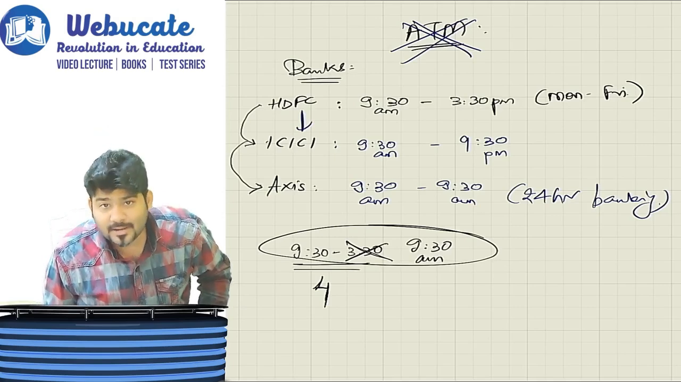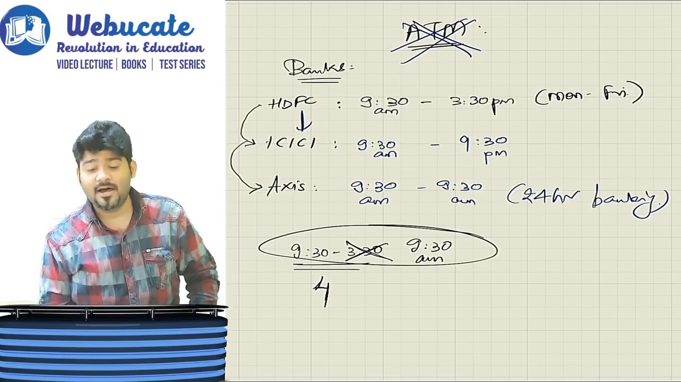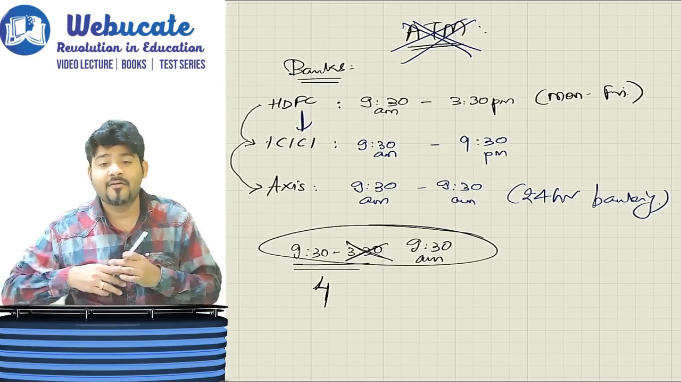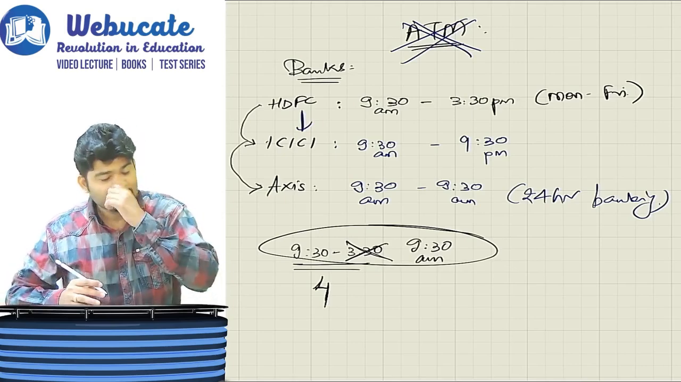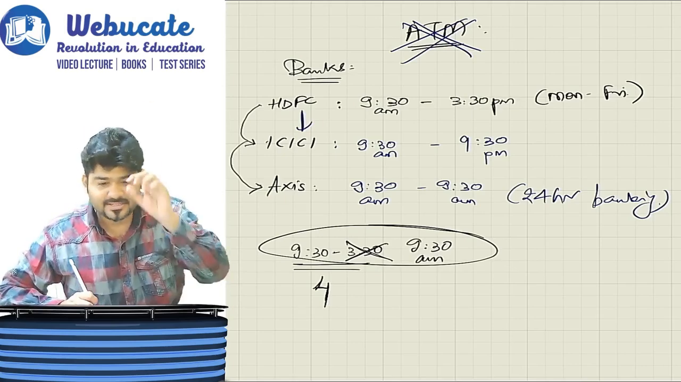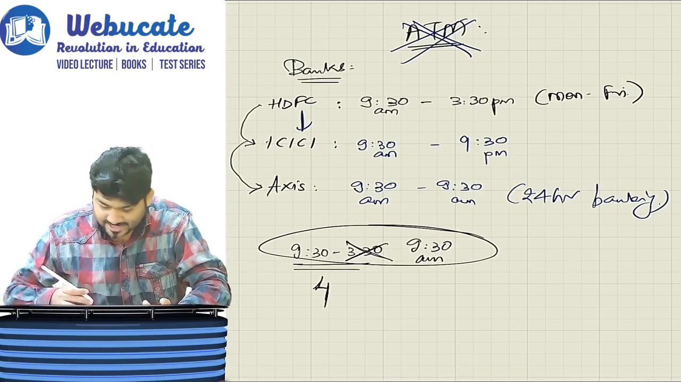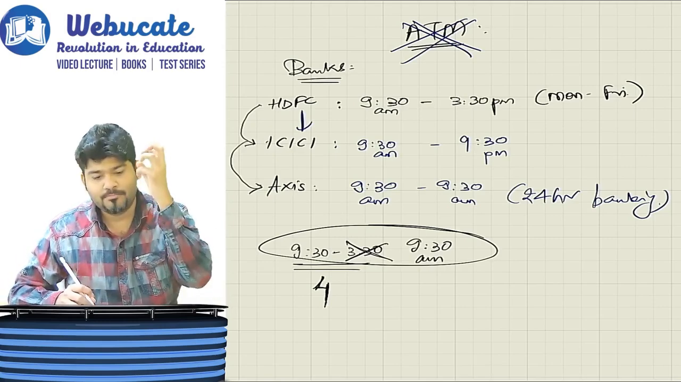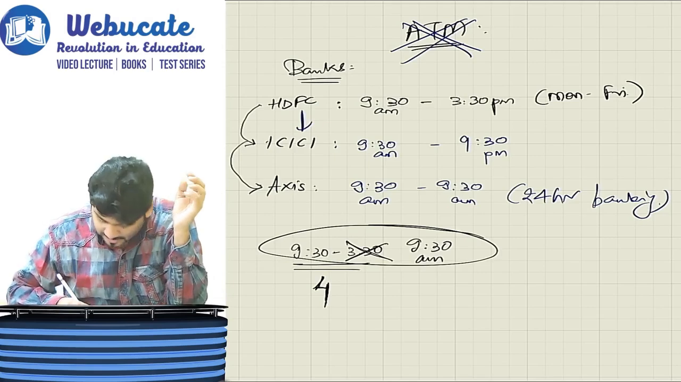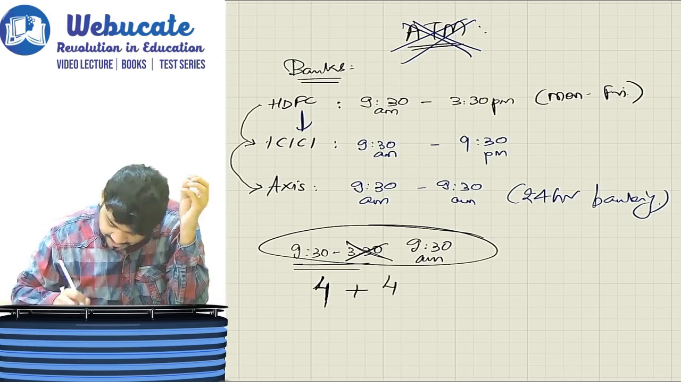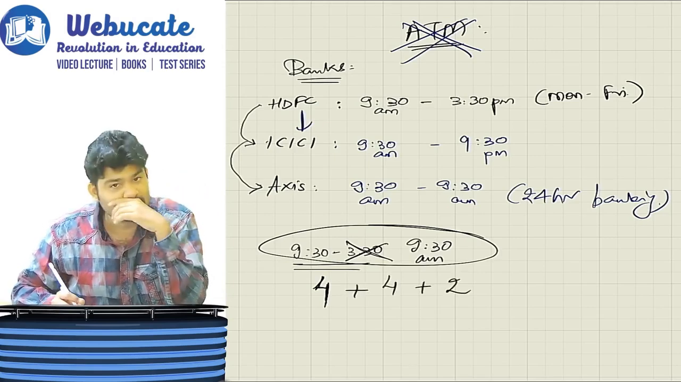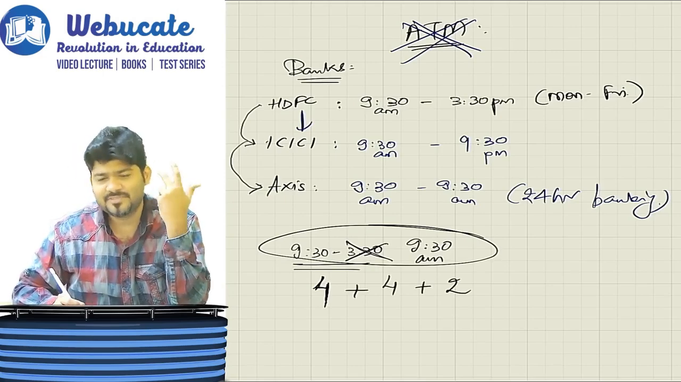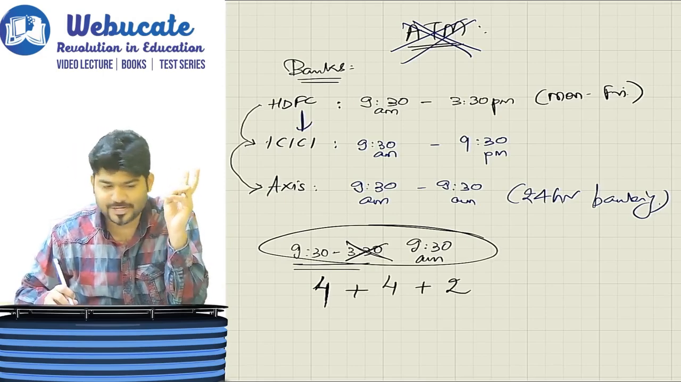So 9:30 a.m. to 9:30 a.m. This is our office timing. I mean, this is our bank timing. So can I say we will need cashiers? One bunch of cashiers we'll need for one shift, other bunch of cashiers for other shift, and 2 more cashiers for the night shift. For night shift, there will not be so many people coming in, so 2 cashiers will do.